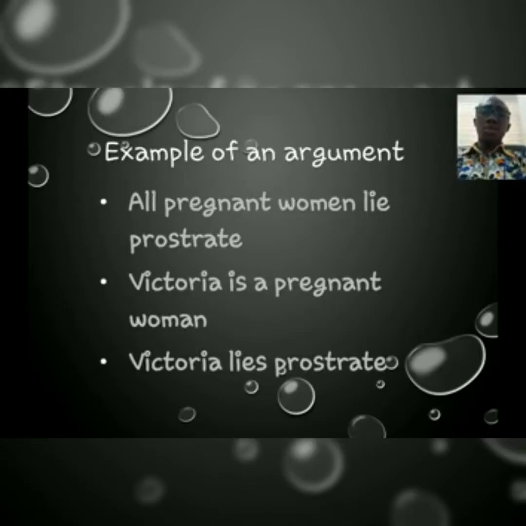So now let's have a look at an argument and see if you can identify the premise and the claim, and let's see if the premises are supporting the conclusion and also the conclusion is being supported by the premise. So now, our first statement: all pregnant women lie prostrate. Prostrate means they lie on their back. Because of their belly, they can't lie facing down. So all pregnant women lie prostrate. Victoria is a pregnant woman. Victoria lies prostrate. So now, the claim is the last statement. Victoria lies prostrate. That is what I want you to accept or believe.